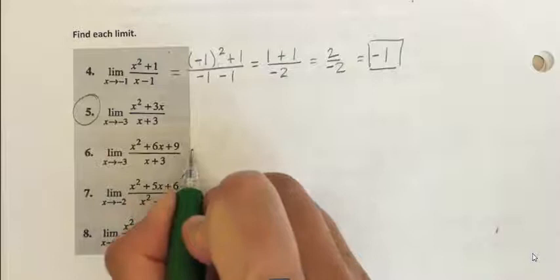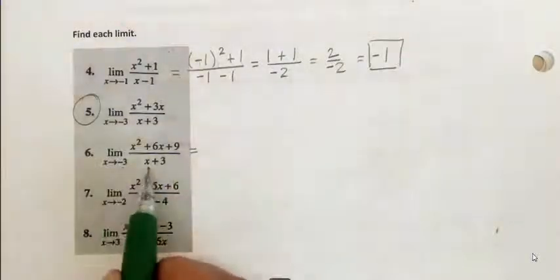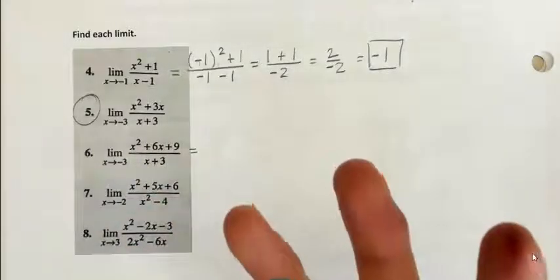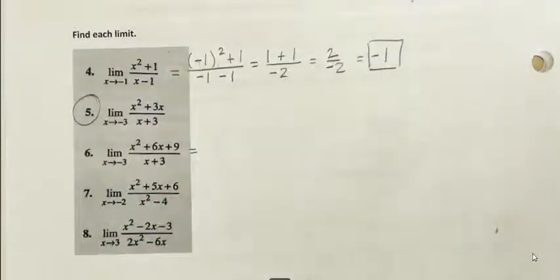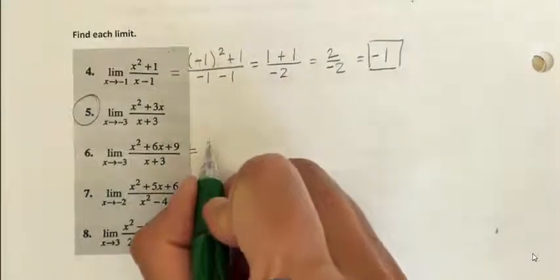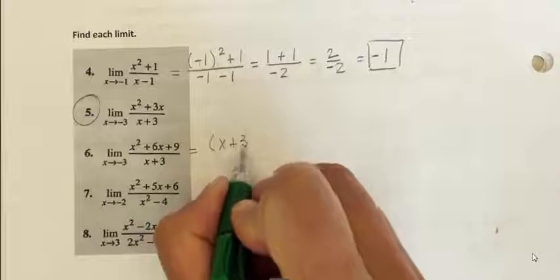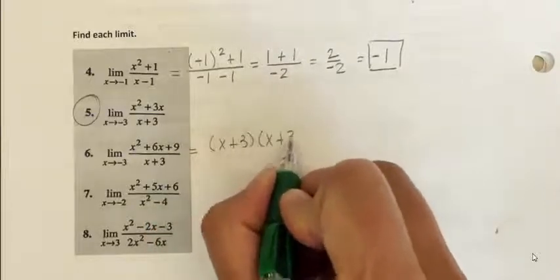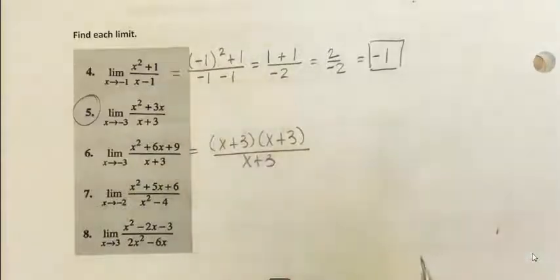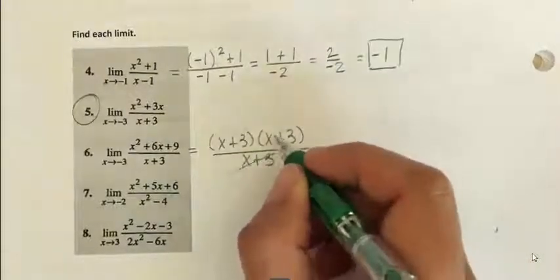So again, I plug negative 3 in. Oh, that's a problem, right? This is going to be undefined. Can I simplify? You can always use synthetic division if it's complicated, but something like this, I can factor. This is super easy. So this is really x plus 3 and x plus 3 over x plus 3, which now reduce.